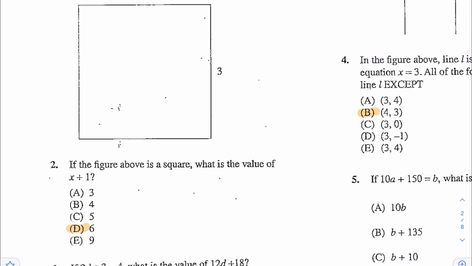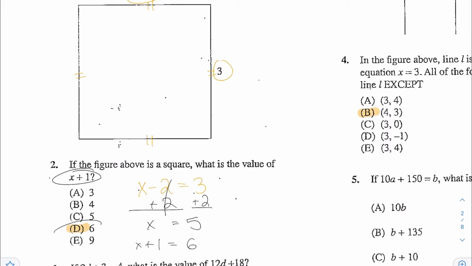Okay, next for question number 2, if the figure above is a square, what is the value of x plus 1? So we know that for a square, all sides are equal. So I'm going to mark it up with these 2 dashed lines. These 2 dashed lines mean that they're equal. So we know that x minus 2 is going to be equal to 3. So here you can just solve this equation by adding 2 to both sides. And that will give you x is equal to 5. That's not the final answer though. We actually want x plus 1. So x plus 1 has to be equal to choice D, 6.